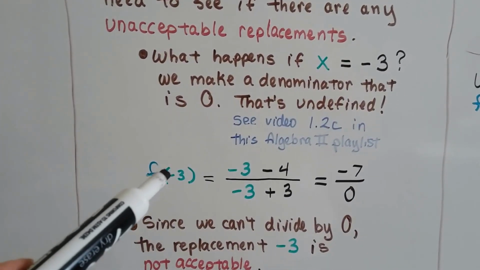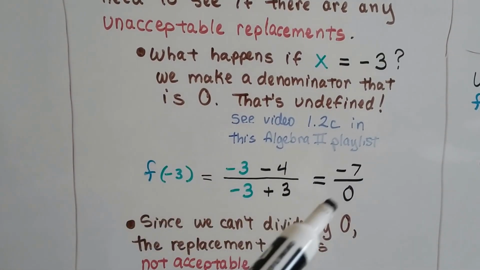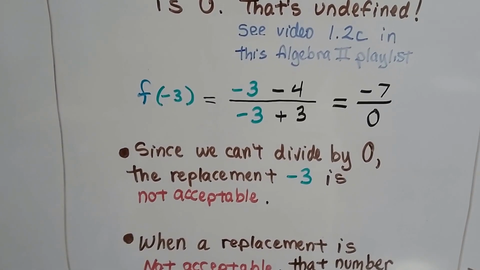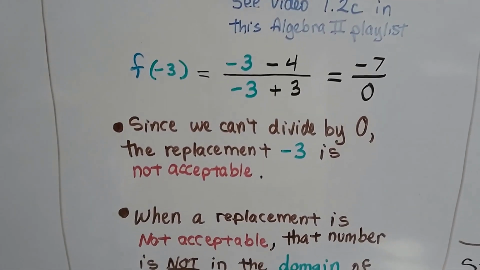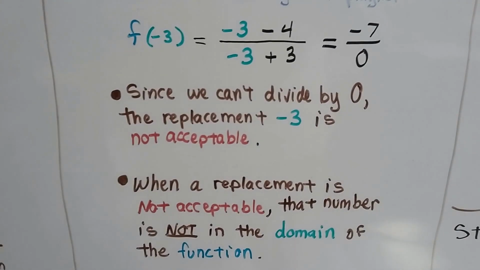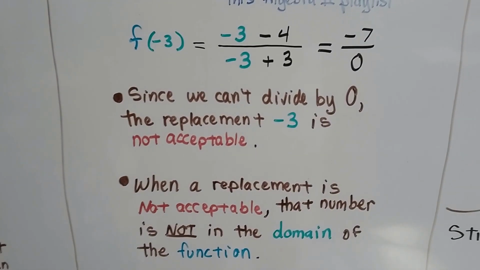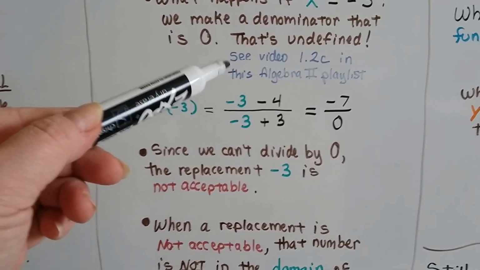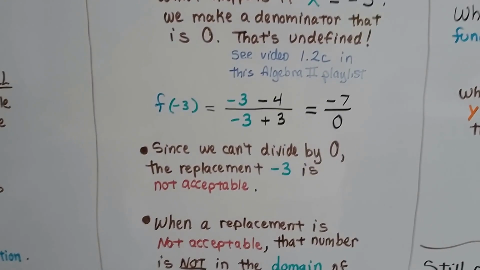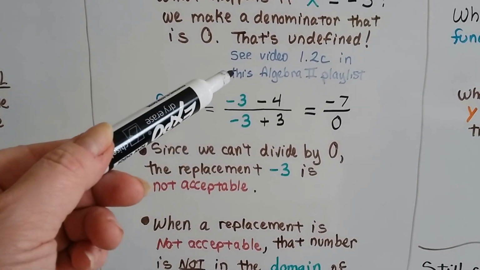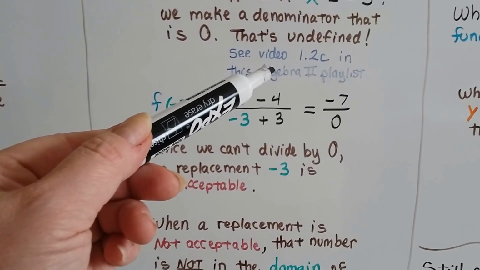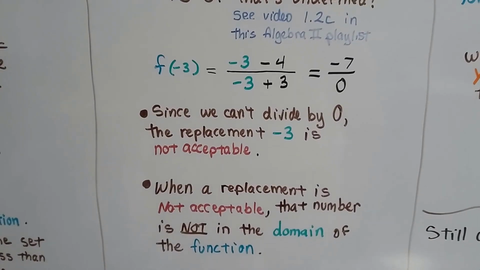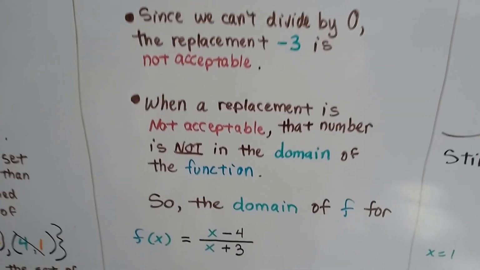The function of negative 3 would make a 0 down here for the denominator. And since we can't divide by 0, the replacement negative 3 is not acceptable. And when a replacement is not acceptable, that number is not in the domain of the function. So it's not included. Now, if you're confused about it being undefined, you need to go back to video 1.2c in this Algebra 2 playlist. Go to this description, go to the Algebra 2 playlist link, and scroll to 1.2c about division that's undefined, and that'll clear that up.